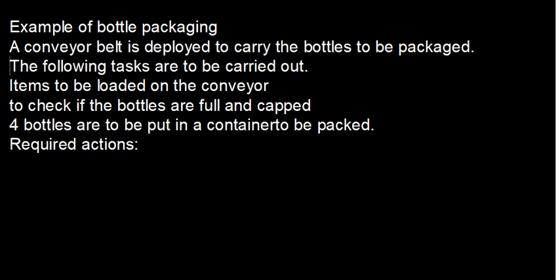There are bottles which are moving on a conveyor belt, and the following tasks are to be carried out here. So what are those tasks we have written here? First, the items are to be loaded on the conveyor. Items are nothing but the bottles where some fluid or some beverage is required to be filled. Then items to be loaded on the conveyor belt.